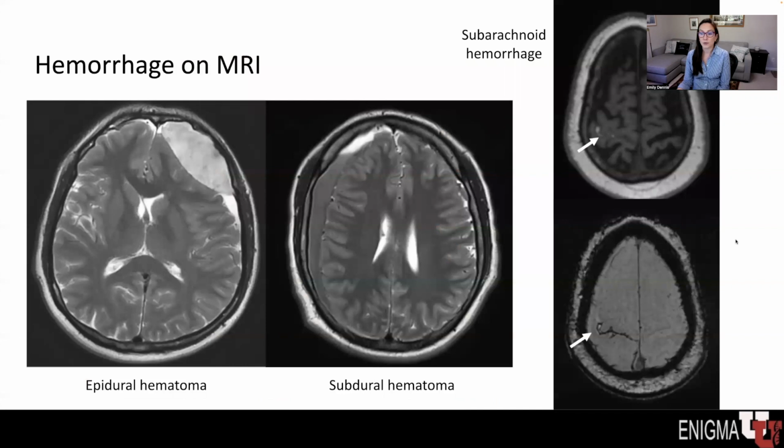Here's what some of those hemorrhages look like on MRIs. Here, for example, is an epidural hematoma where the blood shows up very bright. Here we have a subdural hematoma, so it's under the dura mater. And here, a subarachnoid hemorrhage. There are different MRI sequences that we can use to see each of these. Some of them are more sensitive to some types of bleeds and some types of lesions than others.